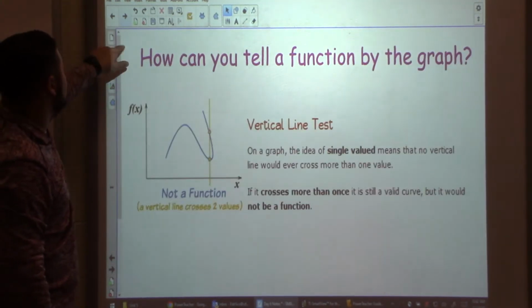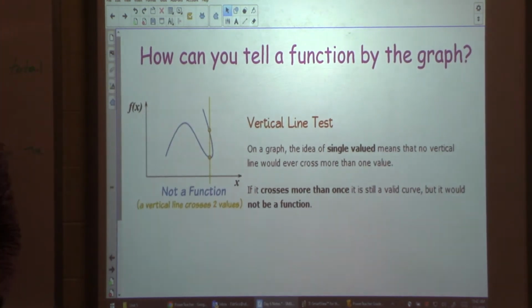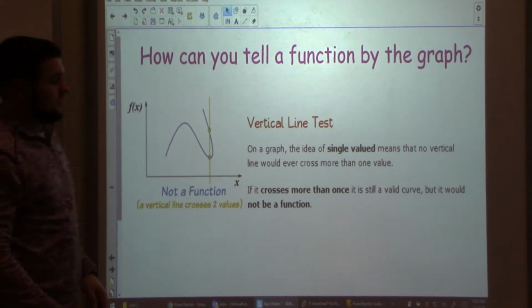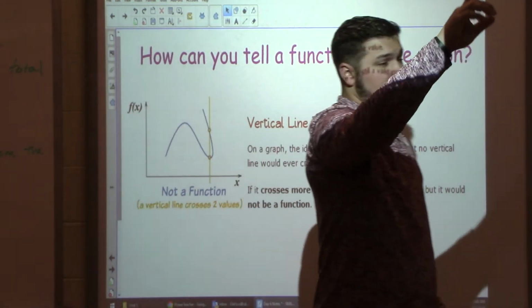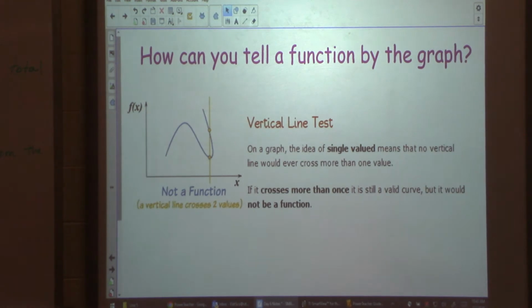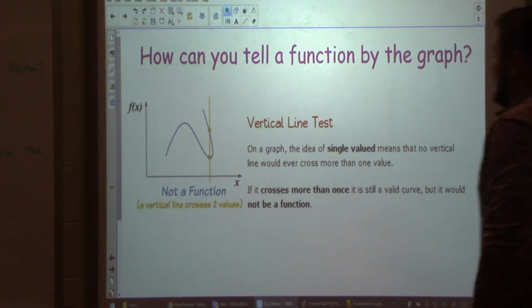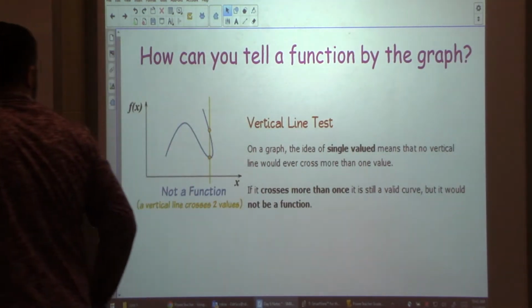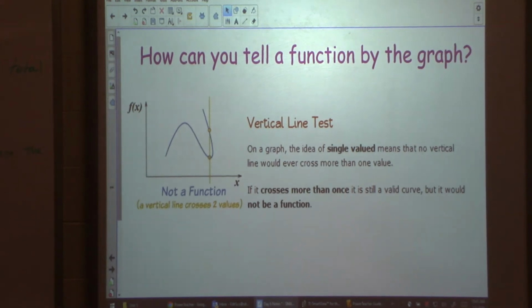This is saying the same thing. So, how can we tell a function by the graph? That second part, we use what we call the vertical line test. So the vertical line test is, just like it sounds, you draw a vertical line on your graph. It crosses no more than one time if it's a function. Right? So, the technical definition, on a graph that you have a single value means that no vertical line would ever cross more than one value.